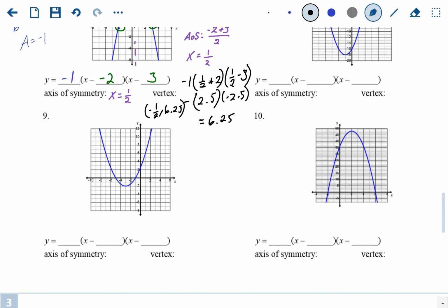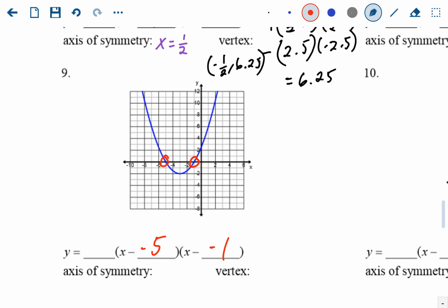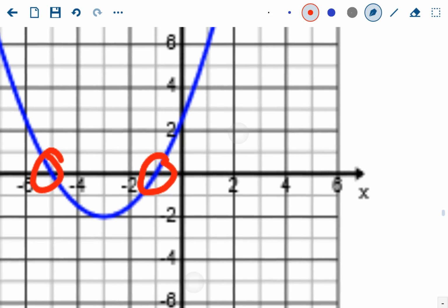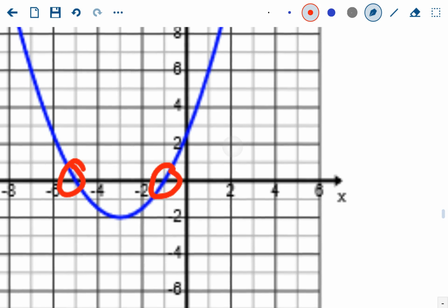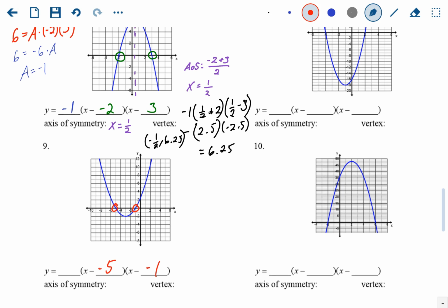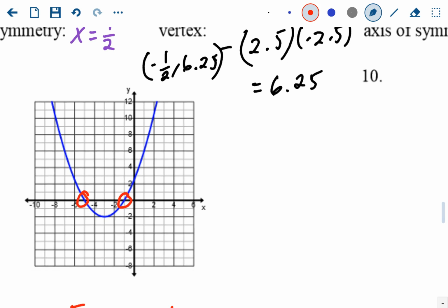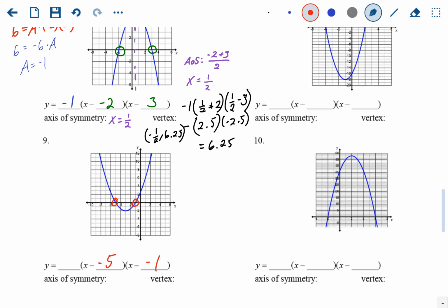All right. Real quick on number 9 to wrap this up. We got x-intercepts at -5 and -1. Our y-intercept is... Oh, is that not perfect? Okay. I'm going to go ahead and say we'll skip this one. We could do it, but it's hard to tell what the y-intercept is. I don't know if it's supposed to be 2 or if it's bigger than 2. So we'll just cut out number 9.